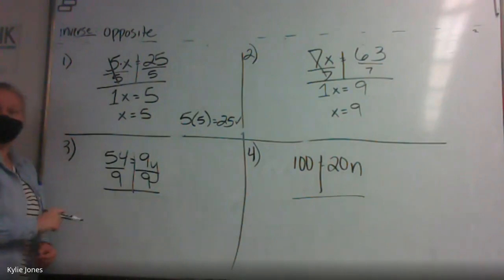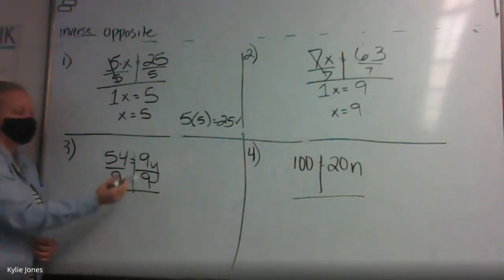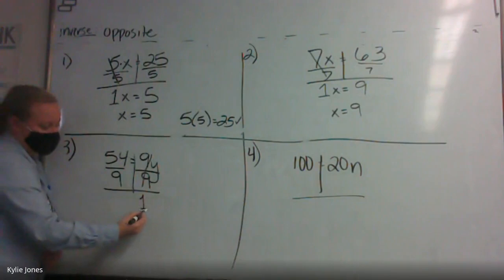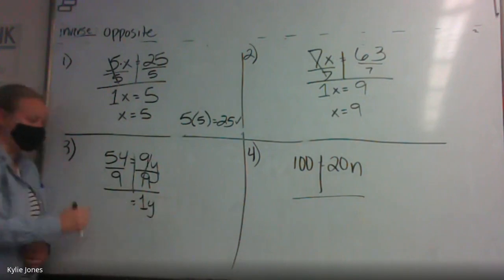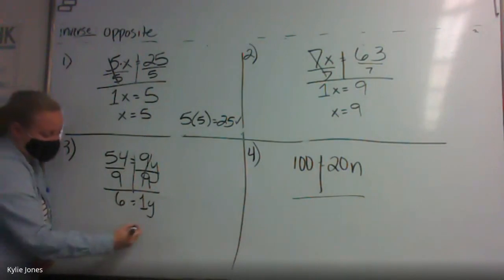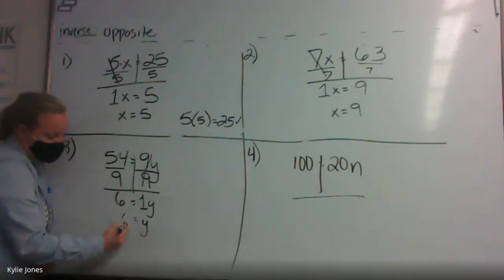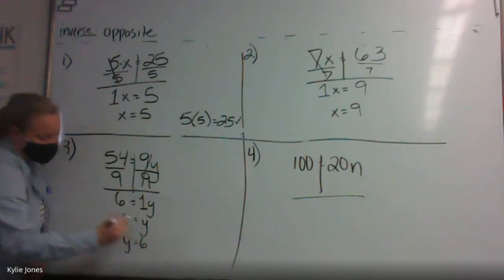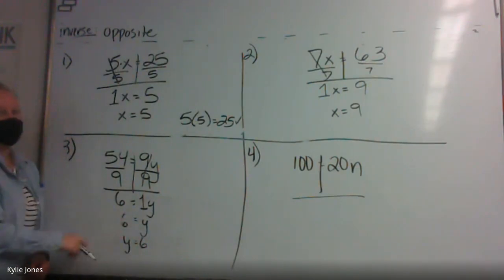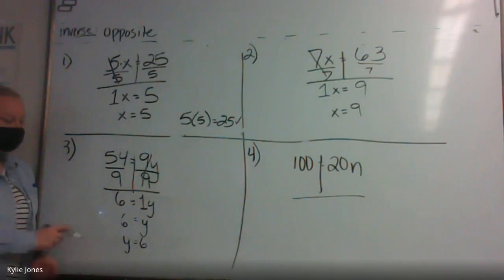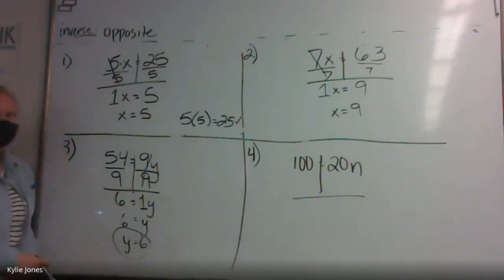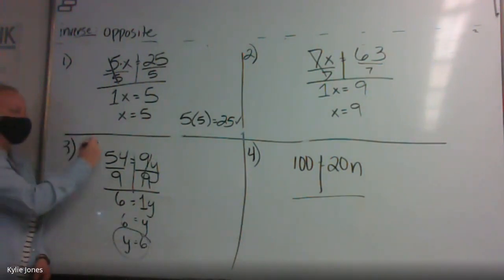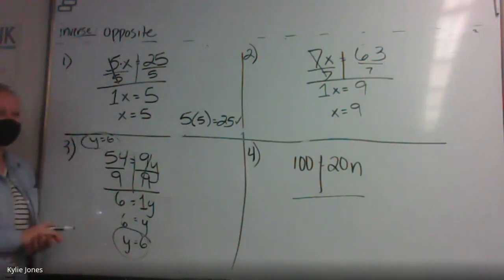So what is 9 divided by 9? 1. You're left with 1y equals 54 divided by 9? 6. So this could also be y equals 6. Or you can even flip it and say 6 equals y. All 3 of these answers would be correct. Okay? Most of the time you're going to see it like this, though. With y equals 6. Written like that, with the variable equaling the number.